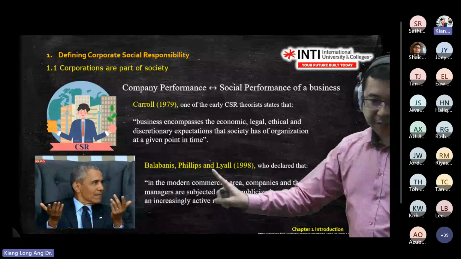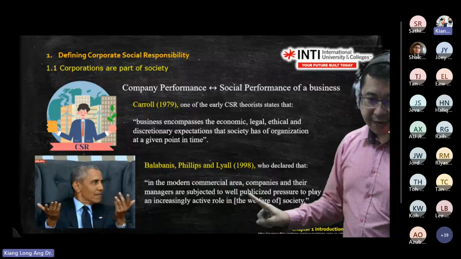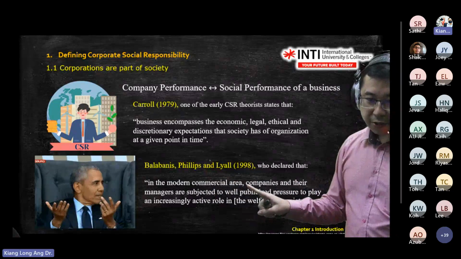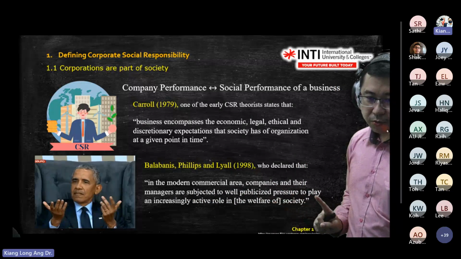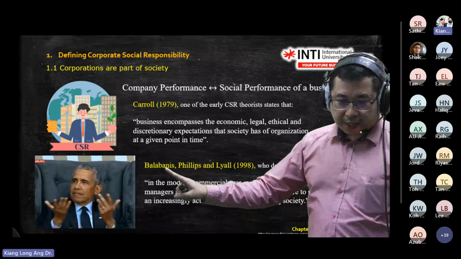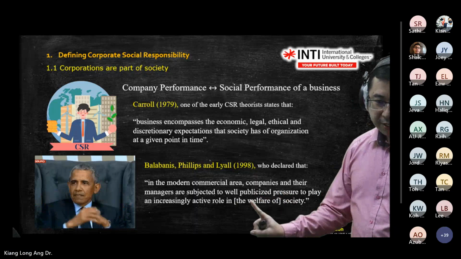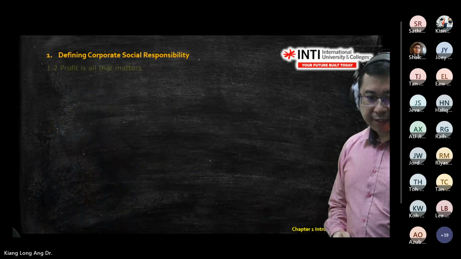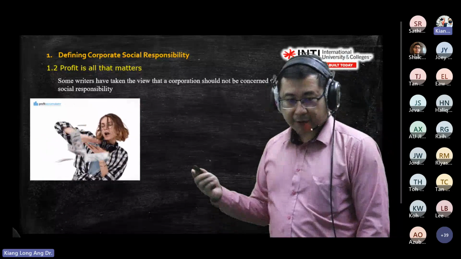Another person, but this one got 3%, has partners. This one has another definition of CSR. In the modern commercial area, companies and their managers are subject to well-publicized pressure to play an increasingly important role in society. So how do you know this 3% answer? You look for pressure, publicized pressure. Okay. All right, so these are some of the things people say about CSR.